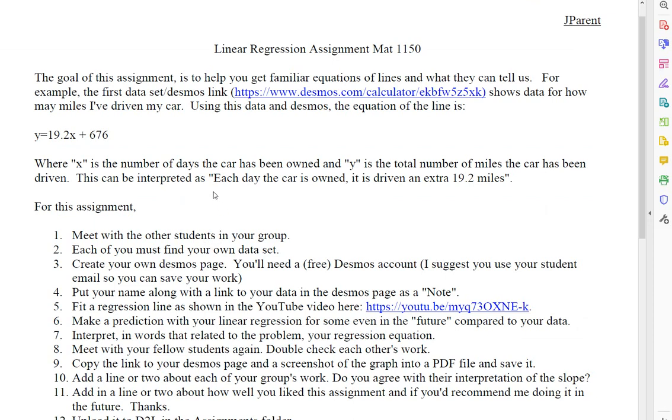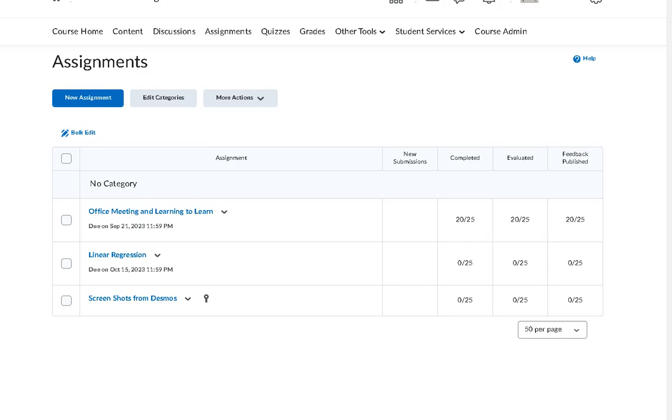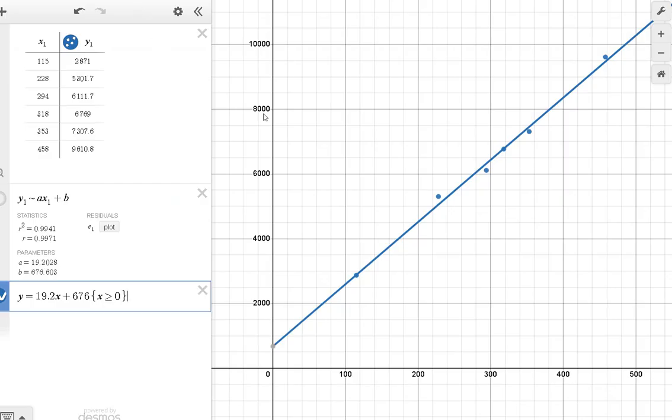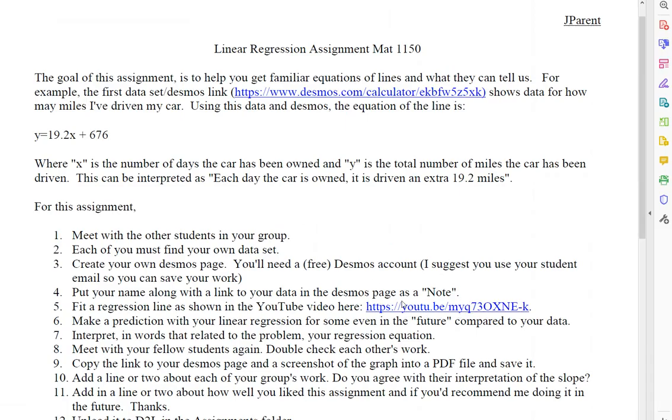Basically, what I want you to do is collect some data and fit an equation to it. Data could be something like what I have here, where I wrote down the mileage of my car and how many days I had owned it. It plots a reasonably straight line. Instructions on how to get some of this into Desmos are on one of the links in that PDF and in the instructions. There's a nice little video that shows you how to do that.